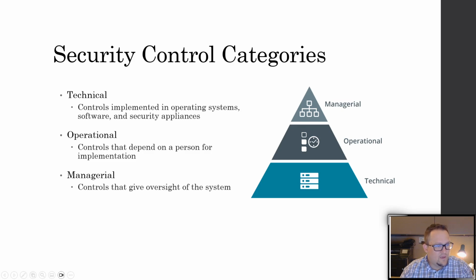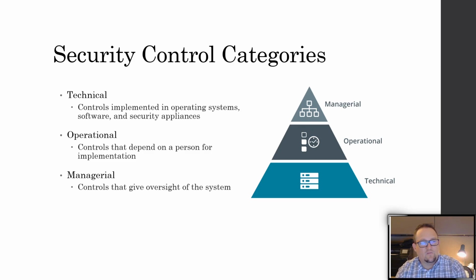So as we keep going, let's talk about the security control categories. There are 3 different categories that you need to understand. We're going to have technical, which is tools and technologies used to enforce security. We're going to have operational, otherwise known as administrative controls, which depend on a person for implementation. And then we're going to have managerial, which gives oversight to the system. Okay?